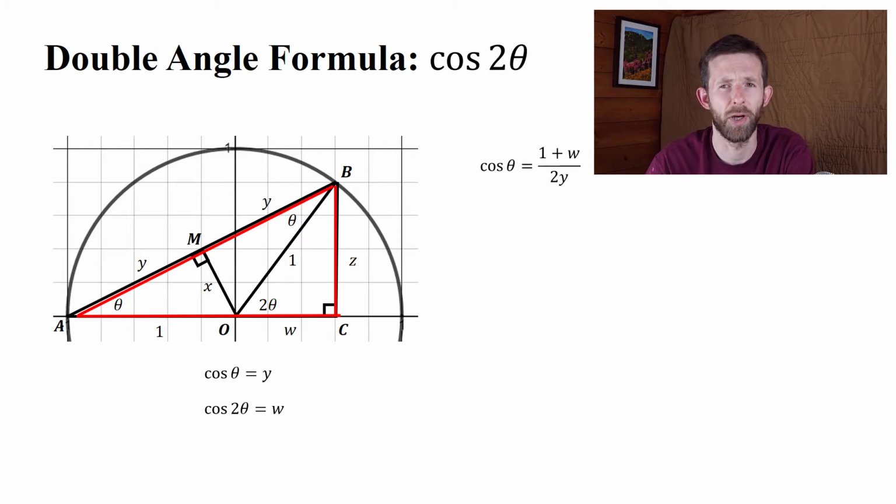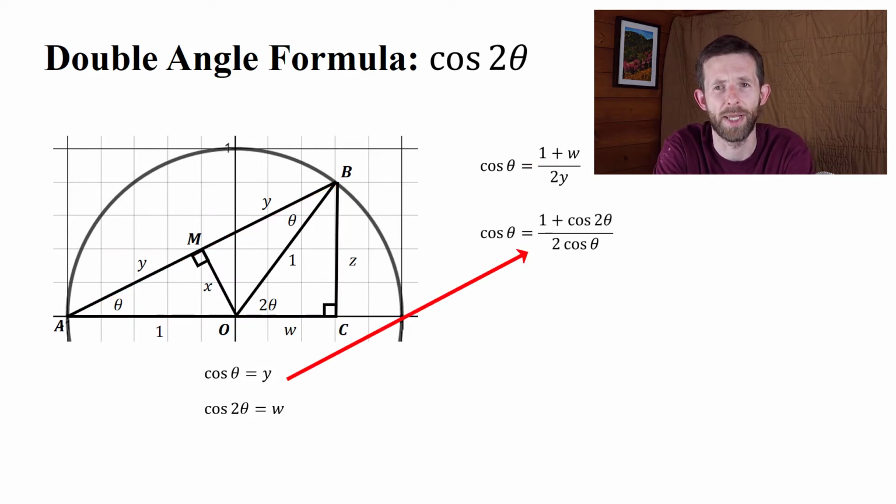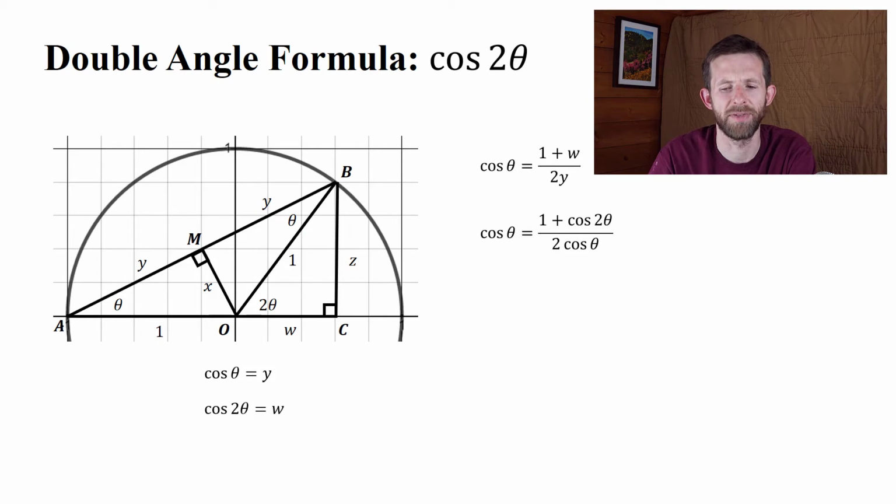For that triangle, the cosine of that is the adjacent side, which is 1 plus w, divided by the hypotenuse, which is 2y. And if we substitute our y and our w that we derived earlier, we get cosine of theta is 1 plus cosine of 2 theta divided by 2 cosine of theta. I can multiply both sides by 2 cosine of theta and get 2 cosine squared of theta is 1 plus cosine of 2 theta.